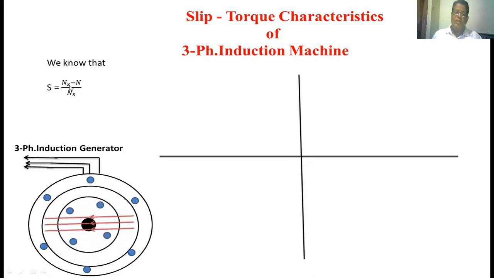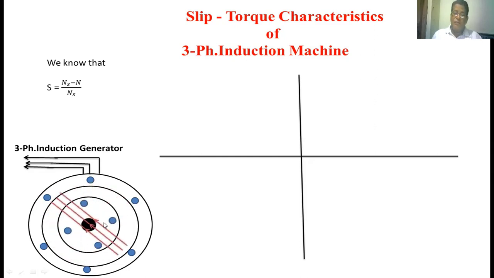If the N is more than the Ns, then the slip becomes negative. That is possible only by means of a prime mover. We have to run the rotor of the induction motor faster than the stator flux in the same direction. Then only the machine gives real power to the supply.